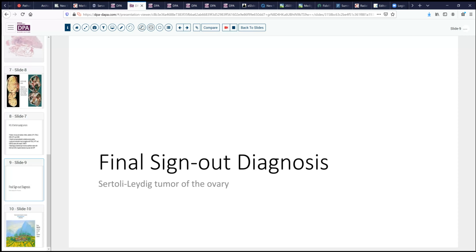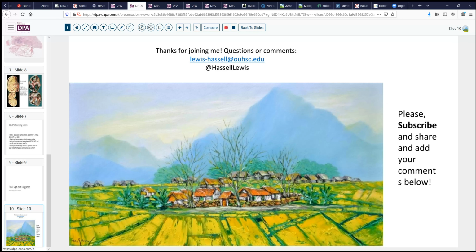So our final sign-out diagnosis today, even though this patient is elderly, this is a Sertoli Leydig cell tumor of the ovary. It's well differentiated, and she should do very well in follow-up of this lesion. So I hope that's brought our image a little bit more closely into focus.